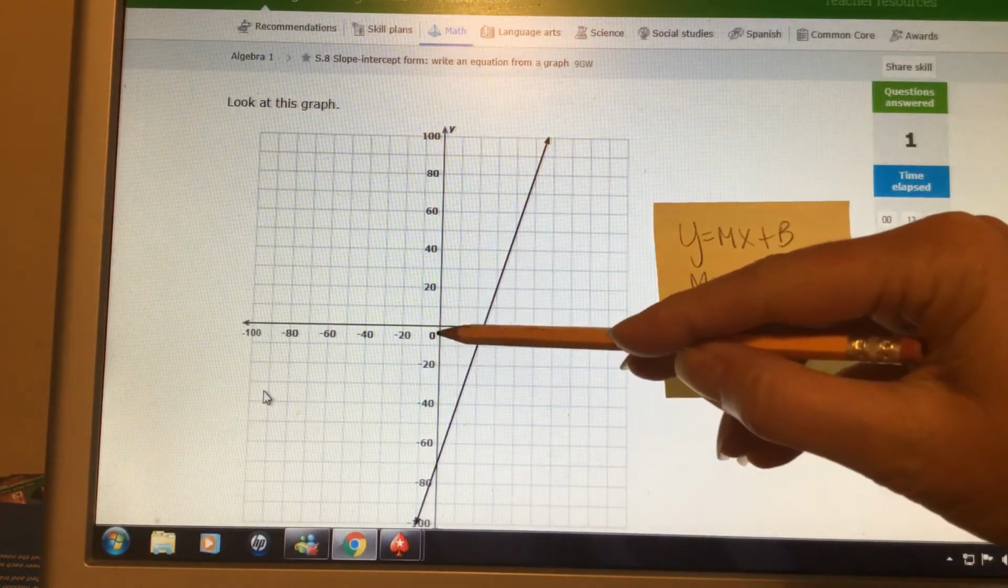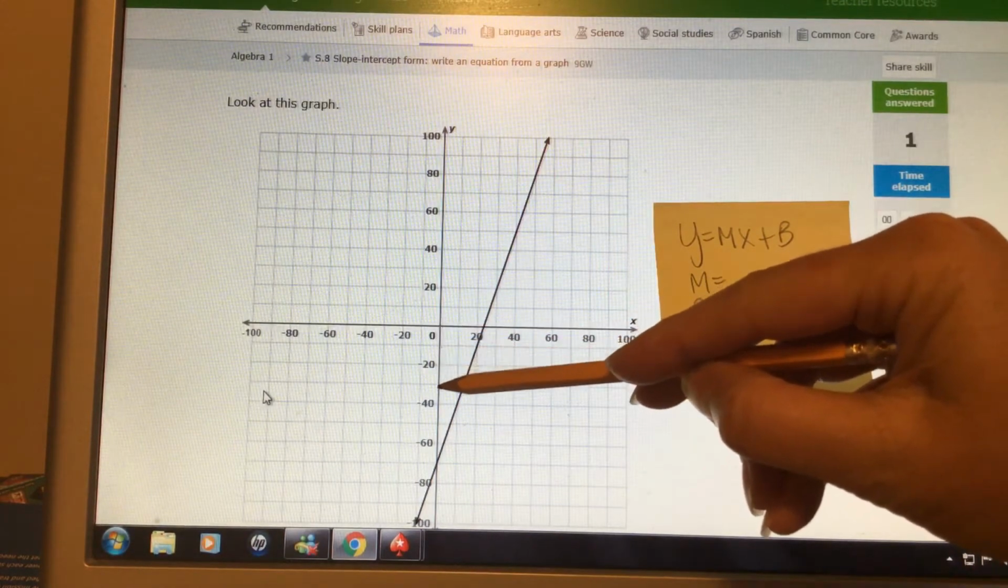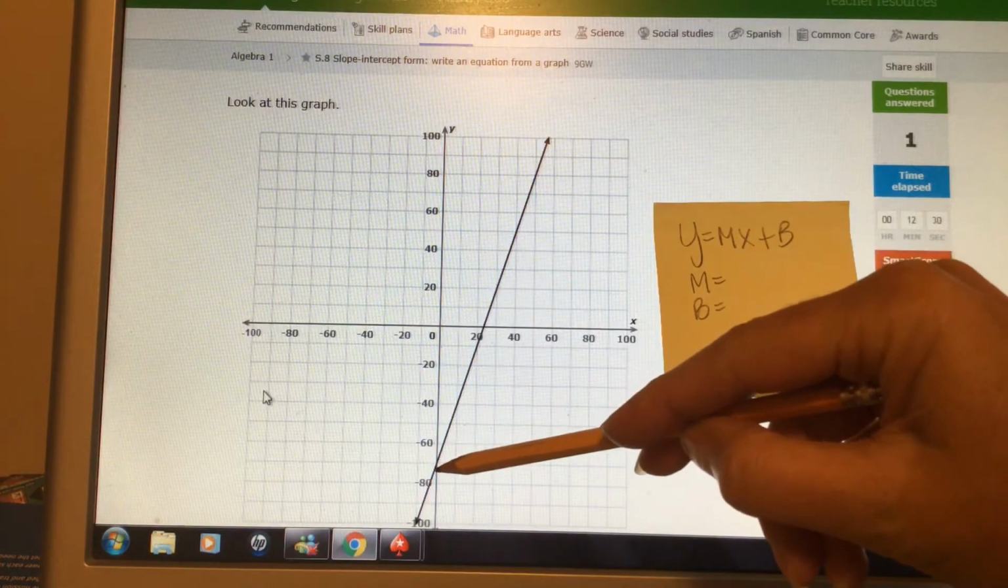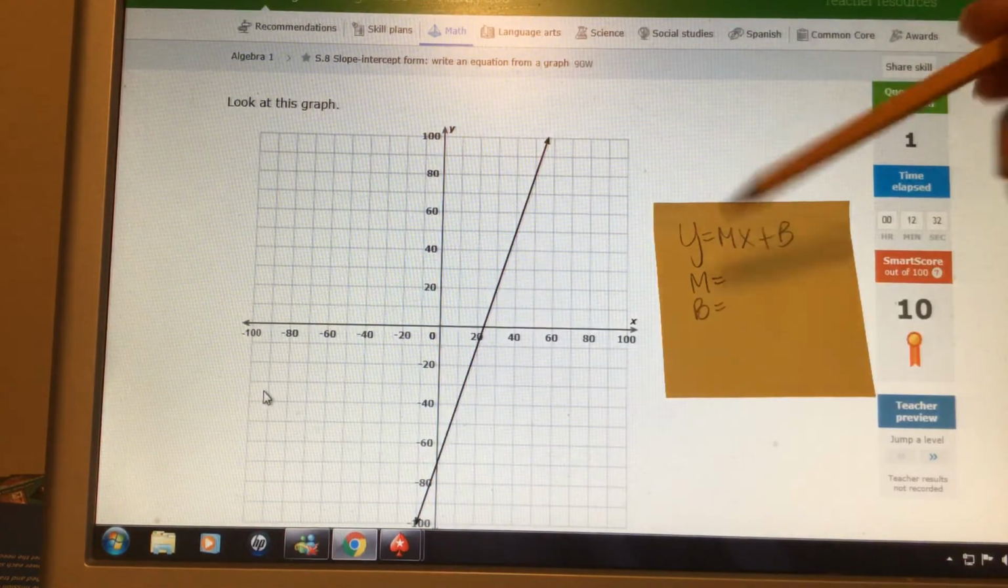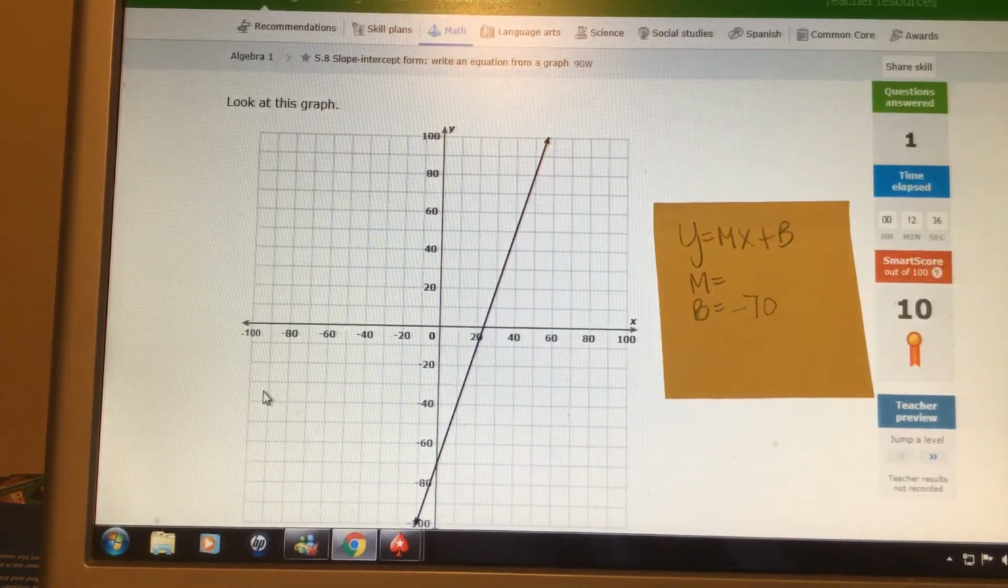So if I follow the line and I find that it crosses here. Notice we're in the negatives, and they go by tens. This is 0, -10, -20, -30, -40, -50, -60, -70 is my b. Okay, now I need to find my m, my slope.